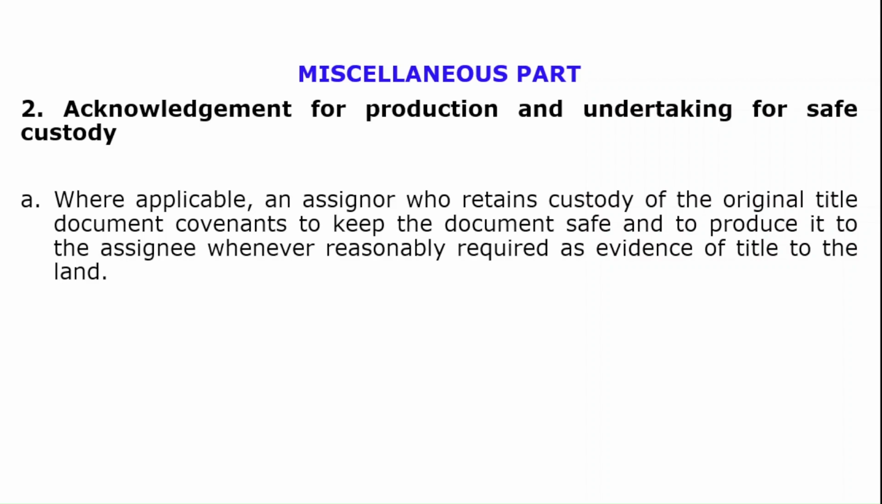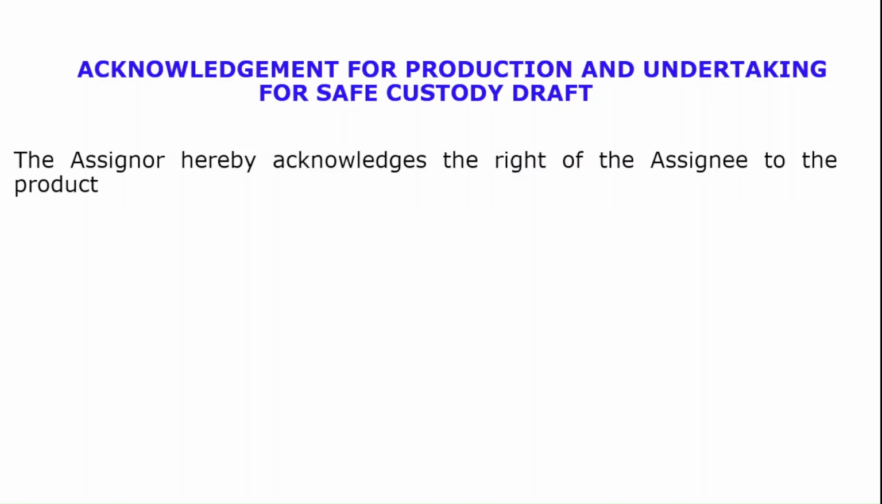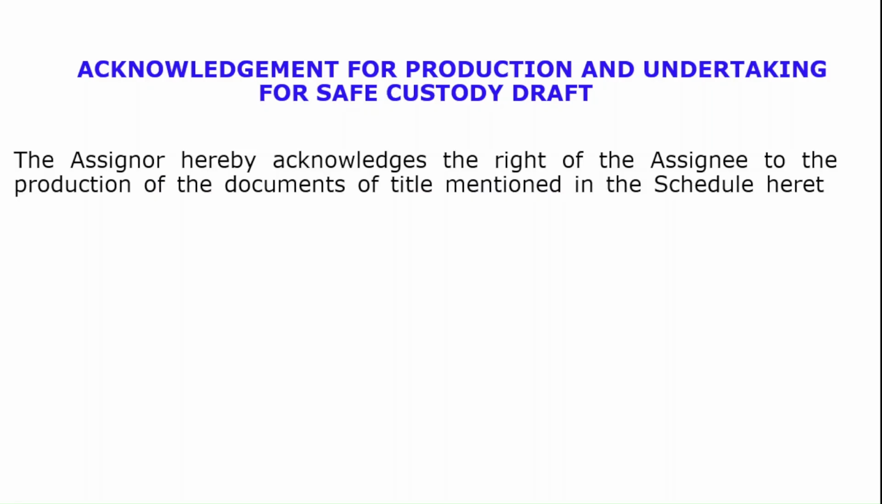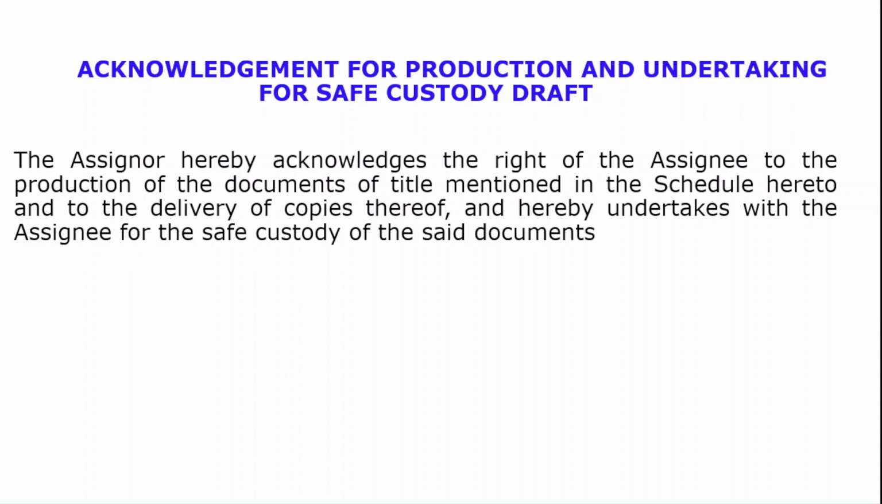So let's see how to draft this acknowledgement for production and undertaking for safe custody. The assignor hereby acknowledges the right of the assignee to the production of the document of title mentioned in the schedule hereto, and to deliver copies thereof, and hereby undertakes with the assignee for the safe custody of the said documents. So this has captured all we have explained so far.